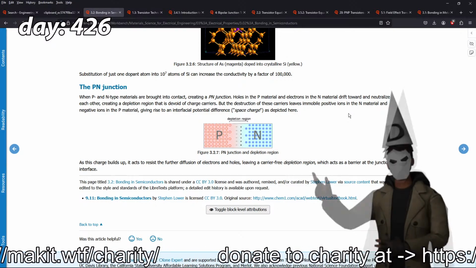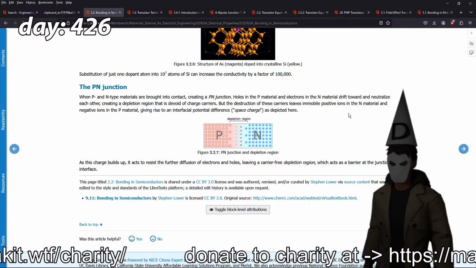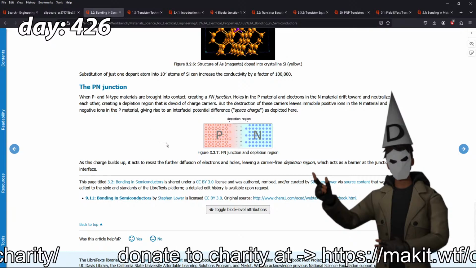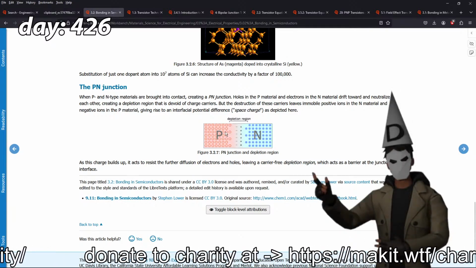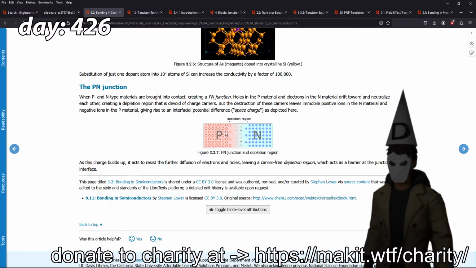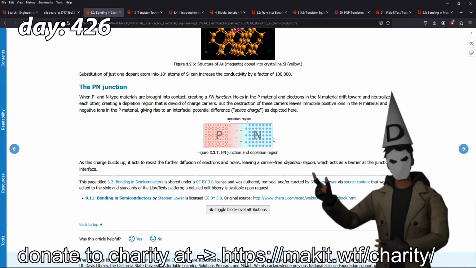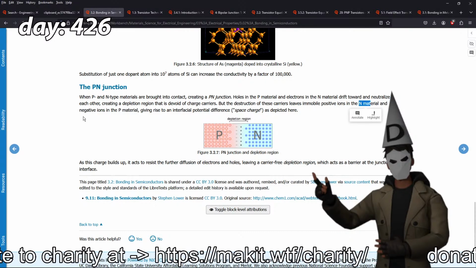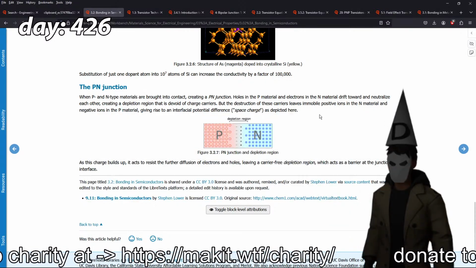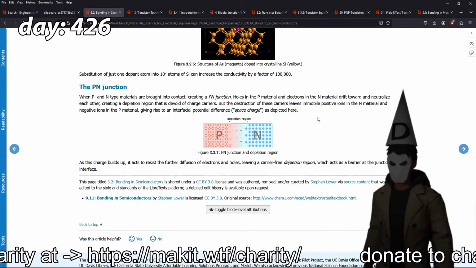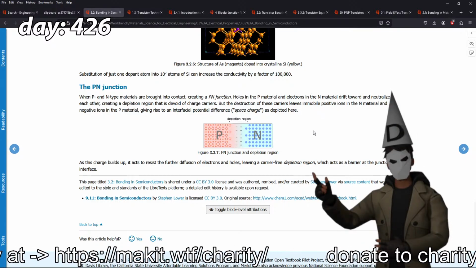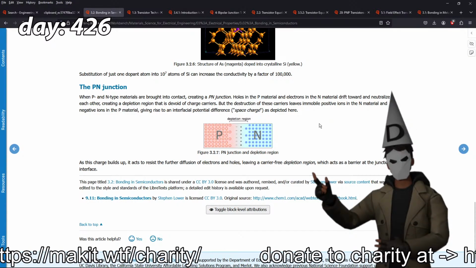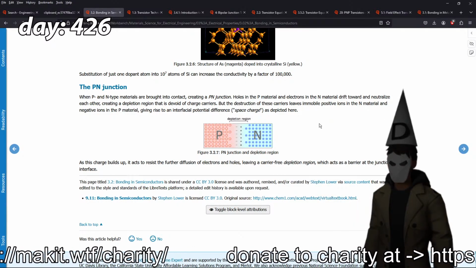Okay. This is once again going to be so annoying because you have P and N, and so the positive ions are going to be in the negative material and negative ions in the positive. Okay, it's simple to remember, right? So P will stand for negative and N will stand for positive in this case.